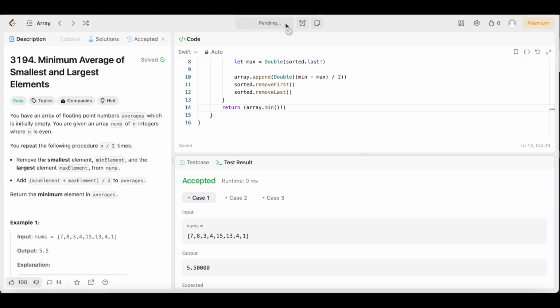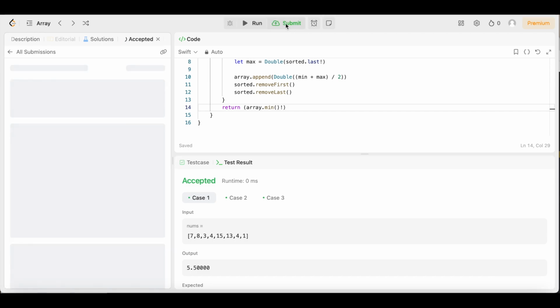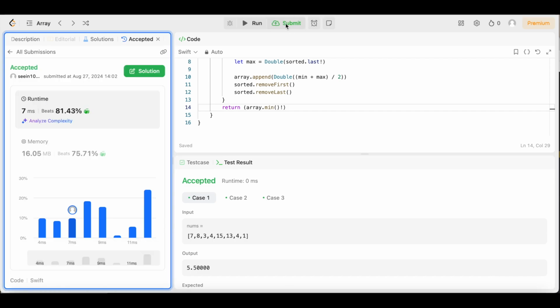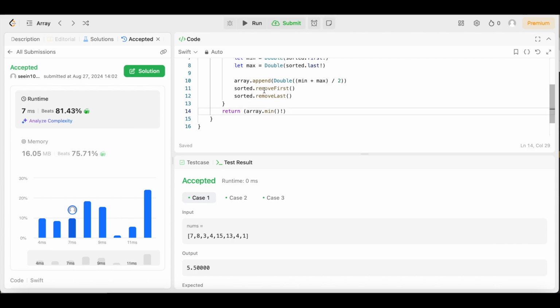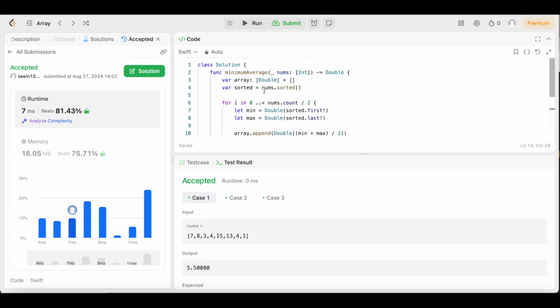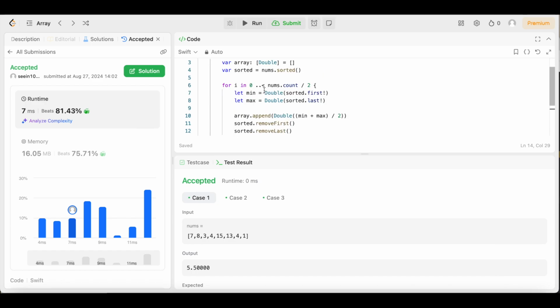So let's submit it. You know how that could be. Just because it's running doesn't mean it's accepted. But this one it's accepted, and it beats, 7 milliseconds beats 81.43% of users with Swift. Y'all, not too bad at all. Hope y'all learned something today. Get one more look at the code.